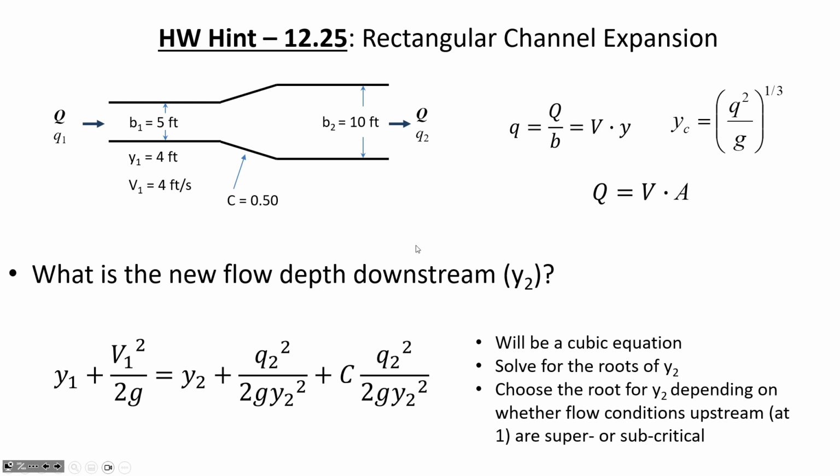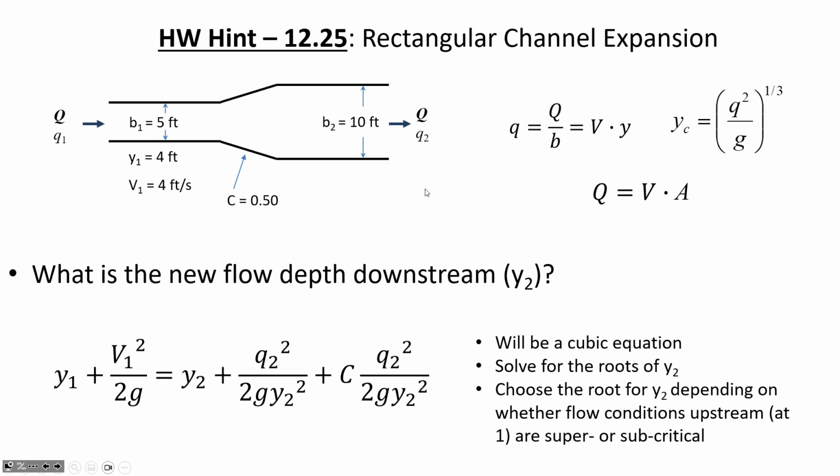So we'll have a cubic equation, and then which of the 3 roots to select? Reject the negative root, and then you've got a shallow depth and a deep depth. And if you have supercritical conditions upstream, then you'd choose the shallow of the 2 options. And if you had subcritical conditions upstream, then you'd choose the deeper depth at location 2.